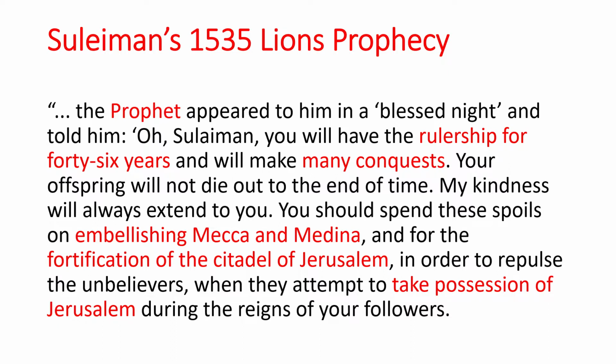The prophet appeared to him in a blessed night and told him, "O Suleiman, you will have the rulership for 46 years, and he did, and make many conquests. Your offspring will not die out until the end of time. My kindness will always extend to you. You should spend these spoils on embellishing Mecca and Medina and for the fortification of the citadel of Jerusalem." It's interesting that it came at this time, in order to repulse the unbelievers when they attempt to take possession of Jerusalem during the reigns of your followers. And this happened in 1535.